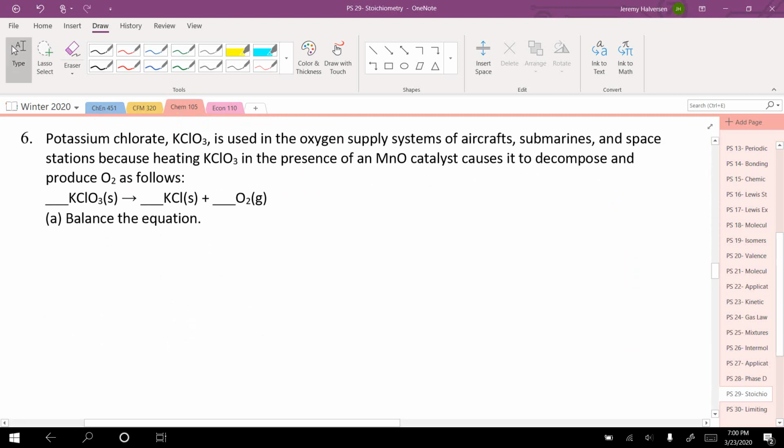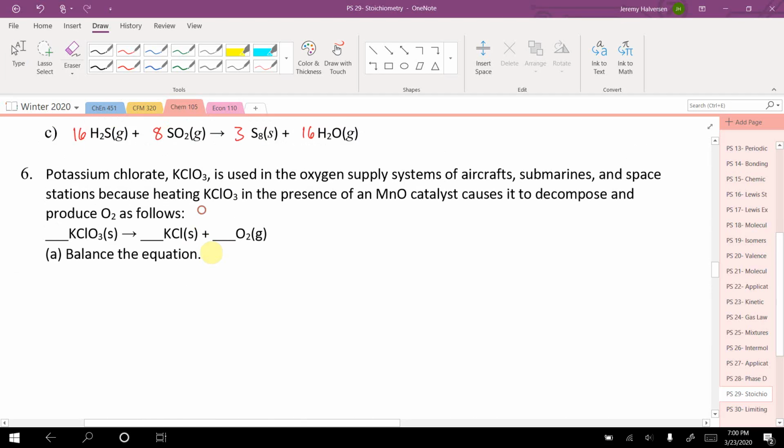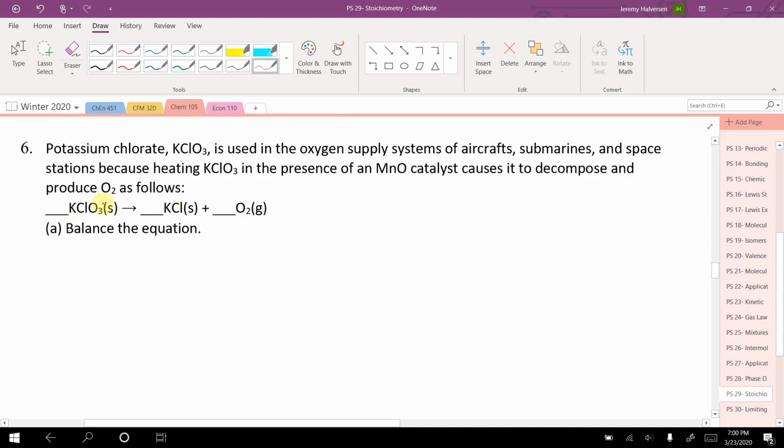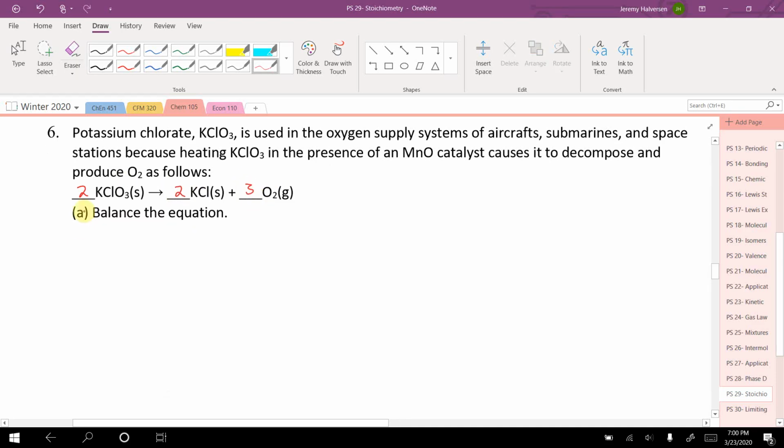Okay, potassium chlorate, KClO3, is used in the oxygen supply systems of aircrafts, submarines, space stations, because heating KClO3 in the presence of MnO2 as a catalyst causes it to decompose and produce O2 as follows. Let's balance this guy. I left a lot of space to balance. K. My K's are good. Cl, Cl, O3, O2. So I would need a 3 halves there, but I'm going to double it. If I have a 2, 2, and a 3, now I've got 2 potassiums, 2 potassiums, 2 chlorines, 2 chlorines, 6 oxygens, 6 oxygens.